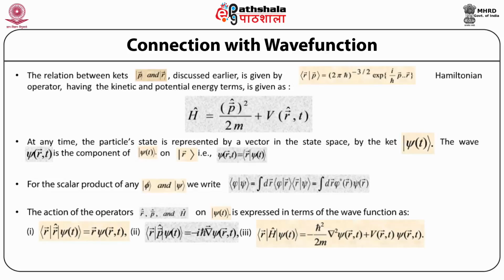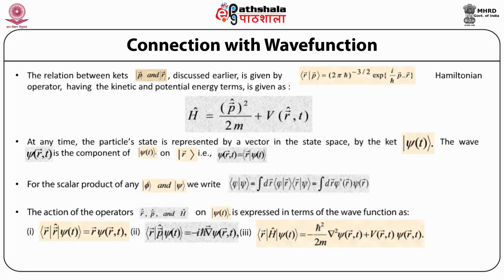So now let us come on to the relation between the ket vectors for the position and the momentum. Since we've already discussed earlier the various commutation relations for the position operator and the position vector and the momentum operator and the momentum vector, now we can come to defining the relation between the position vector as well as the momentum vector.